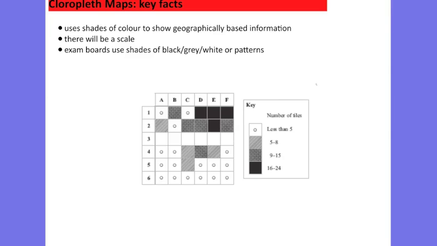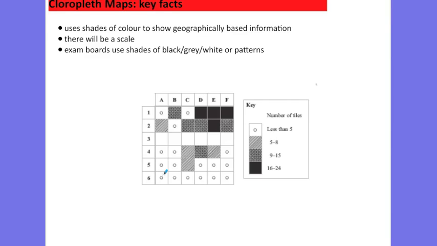Choropleth maps. These are maps which use shades of colour to show geographically based information. There will be a key, as shown here on the screen, that will show the information contained in the different parts of the map. If we look here, we can see that at this location, C1, there is less than 5 tiles. So using the key, we can see how the information is located geographically.